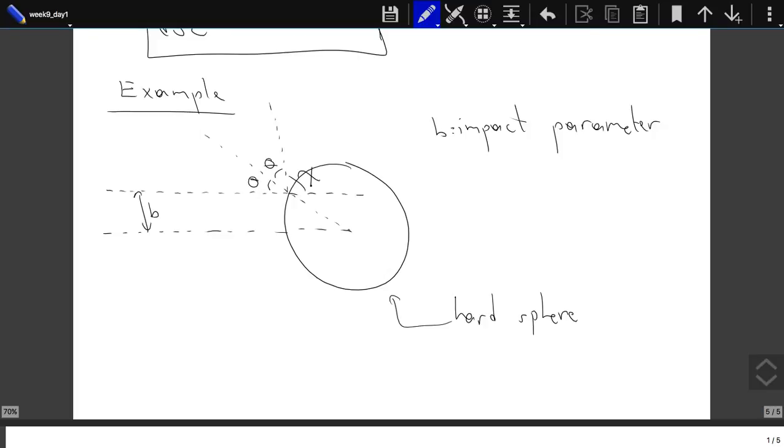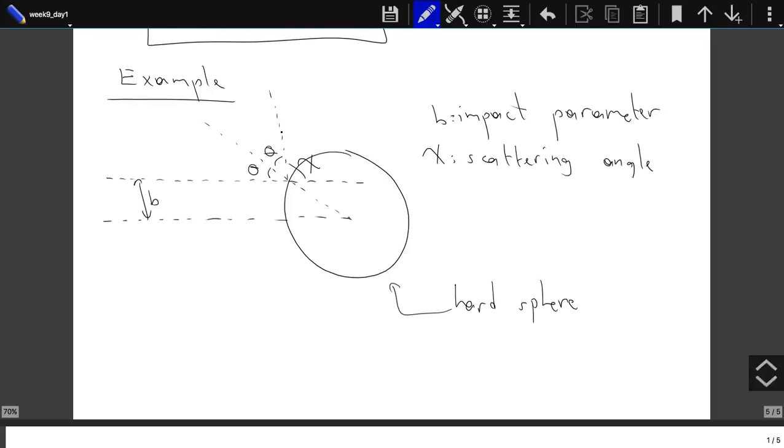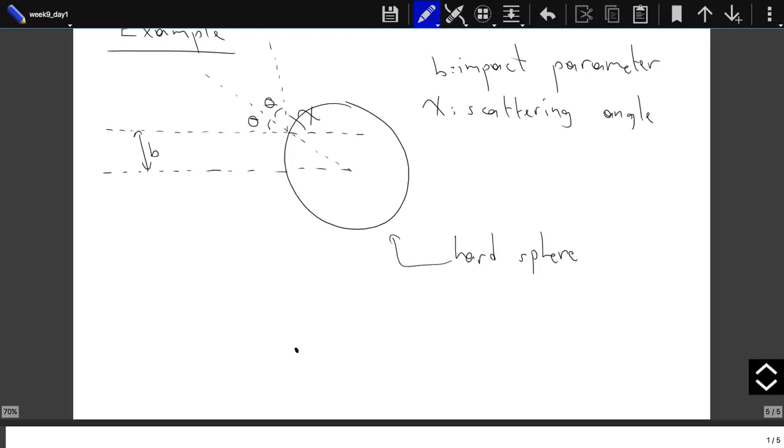Let's call this angle chi, and this is our scattering angle. So initially this was the direction of our particle, and after the scattering this is the direction, so this is how much it changed its propagation direction. That's how we define the scattering angle. So from a far away distance, this will be our point object. So we send it over here, and then it will be scattered in this direction. This is chi.